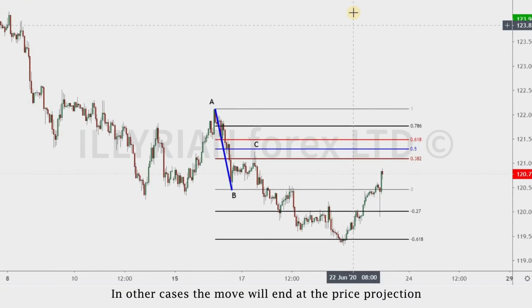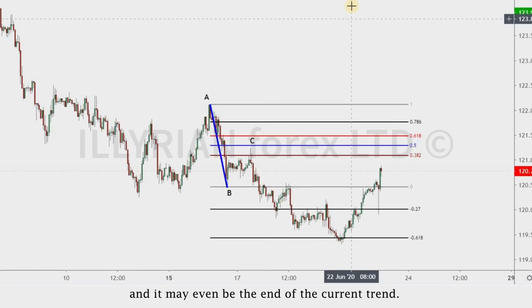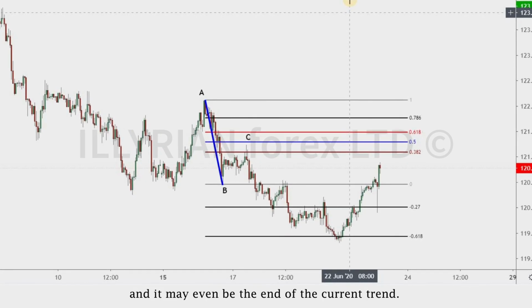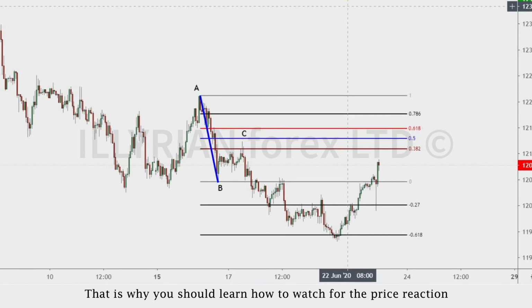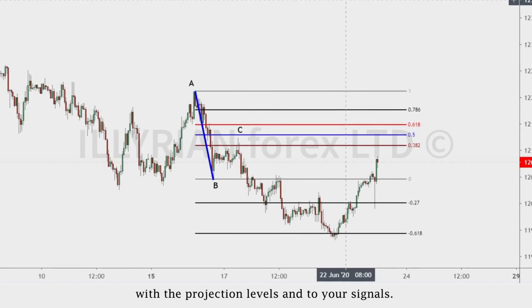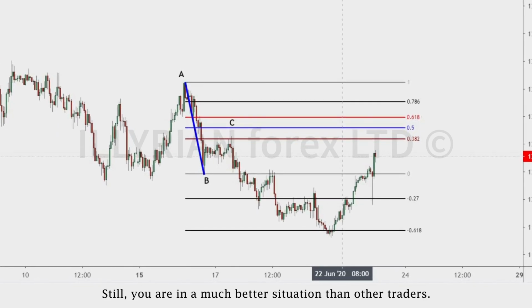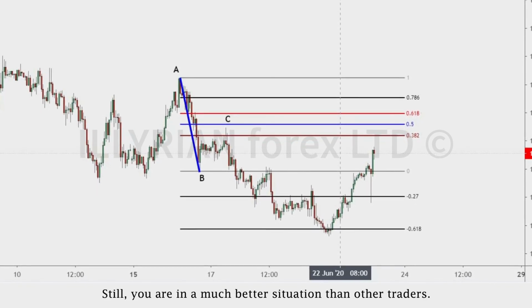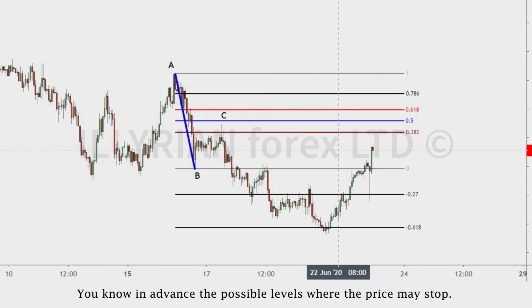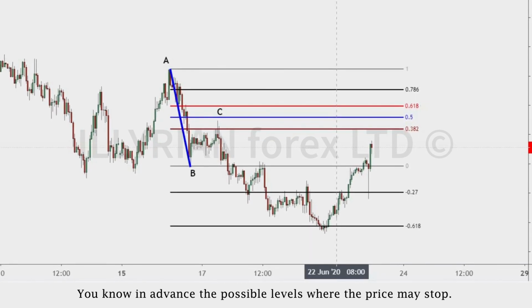In other cases, the move will end at the price projection, and it may even be the end of the current trend. That is why you should learn how to watch for the price reaction with the projection levels and to your signals. Still, you are in a much better situation than other traders. You know in advance the possible levels where the price may stop.